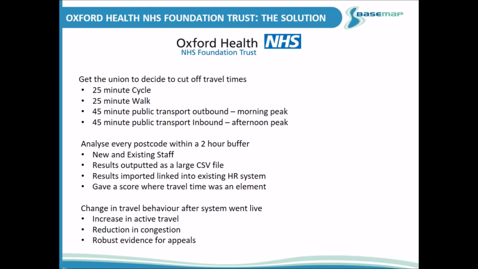So the system went live about a year and a bit ago, and straight away they noticed an immediate change in travel behaviour. So basically, first of all, people were cycling into work, people were walking into work because they had no other means of getting in as well. So this then had a knock-on effect of ensuring that red routes were no longer congested, and there was basically less traffic on the roads. However, not everyone was happy. People did threaten to quit, but no one actually did off the back of it. But the important thing is they had a robust evidence base that they could stand behind for any type of appeals that were made.